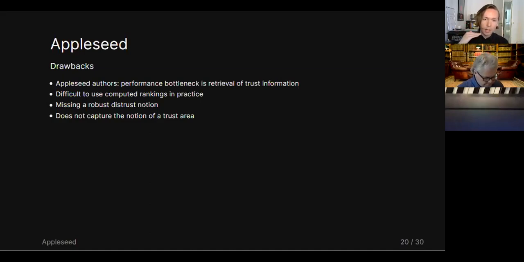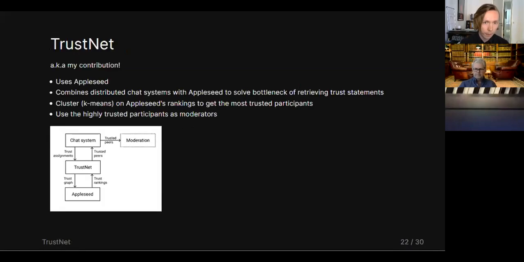But where do you make the cut? Where do you draw the line saying everything above this node is regarded as highly trusted, and everything below is irrelevant? A couple of other drawbacks: it's missing a robust distrust notion, and it doesn't capture this notion of a trust area. Like music recommendations and recipe recommendations.